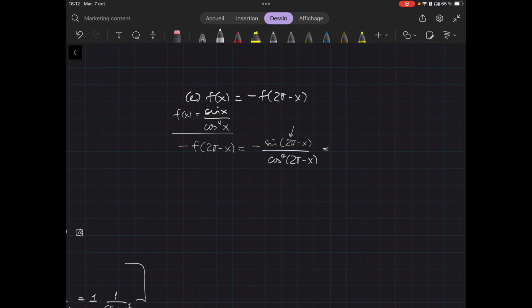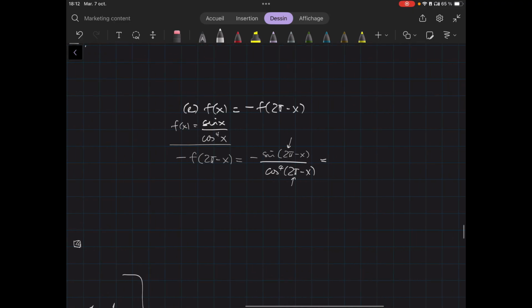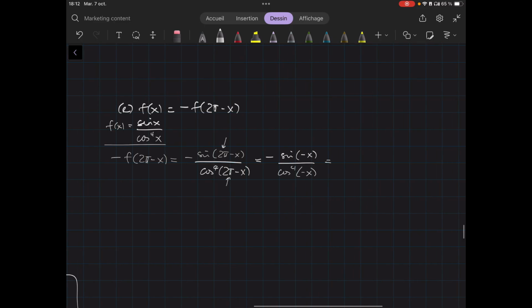The period of sine of x and cosine of x is 2 pi. We can simply get rid of this. So we are left with negative sine of minus x divided by cos to the 4 of negative x. Sine of negative x.